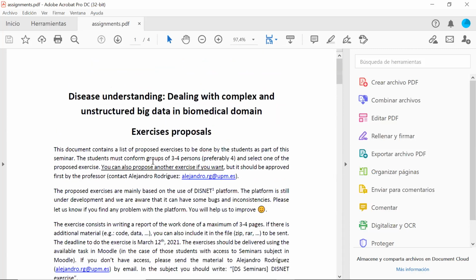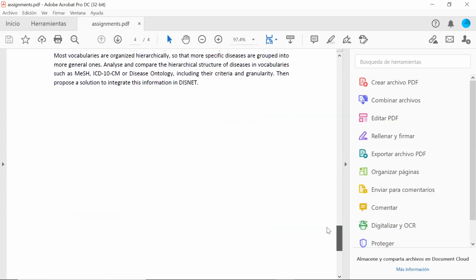Or you can propose me an exercise. Alejandro, I think that this can be interesting. You send me an email, I check it, and if I think that it fits, there is no problem with that. So, I mean, I give you several options, but of course I'm open for new options or for new exercises.